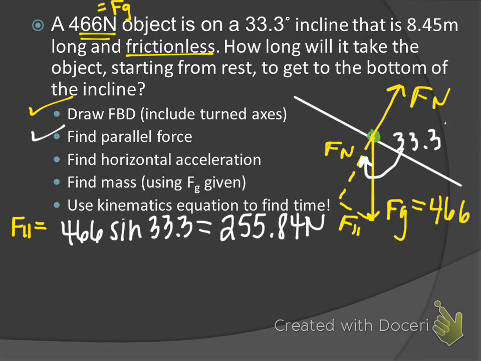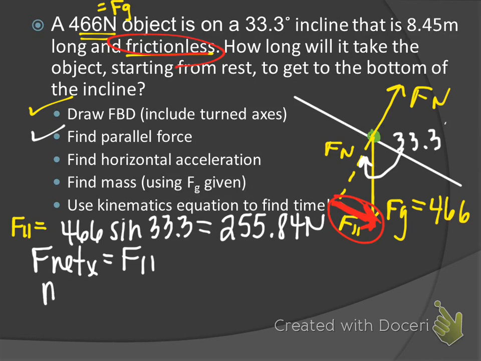Finding the horizontal acceleration means we're going to look at the net force equation in the x direction. The only horizontal force that we have acting, same as last time, is our parallel force. It's acting in the positive x direction, and there's no leftward forces here because it already told us it was frictionless. So that's going to be the only horizontal force. We're going to substitute mass times acceleration equals force parallel. And that's going to be the mass, which we have to find. We were given our F sub g, so we need to go ahead and find that mass.